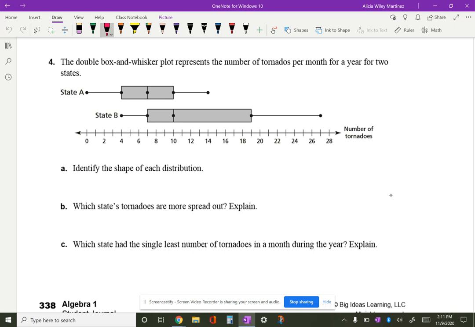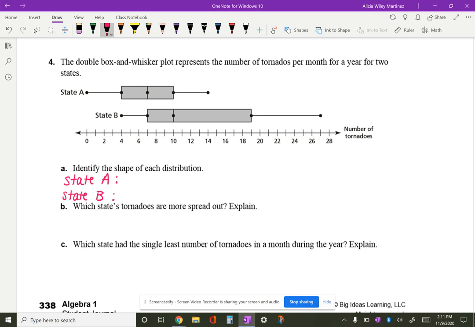Okay, so this first box and whisker plot represents the data for State A, and the second one represents the data for State B. So in part A, it says identify the shape of each distribution. So this is talking about whether it's skewed left or right or symmetric. So for State A and State B, I'm going to look at the whiskers.